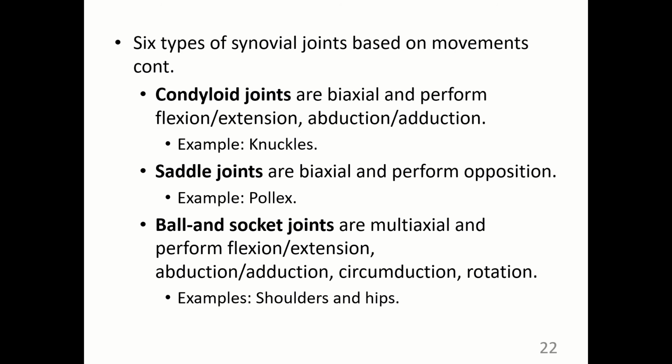And then the ball and socket joints are multi-axial, and they literally look like a ball fitting into a socket. Like you take your fist and you put it into your opposite palm. That's the ball and socket joints. Or you catch a softball or a baseball in a glove. And these can do flexion, extension, abduction, adduction, circumduction, and rotation. So they can do a whole lot of movements. And the examples there are the shoulders and the hip joints.